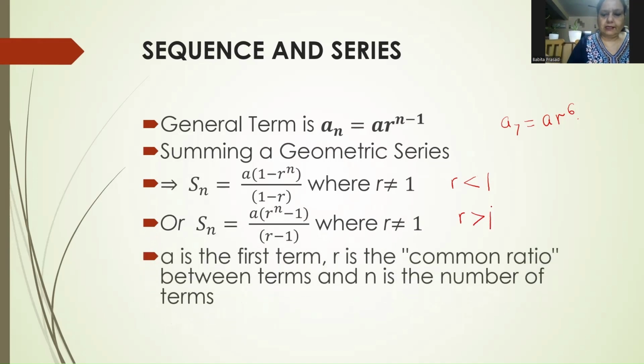Why do we use that? It's just that we express the answer in the standard form. We don't take the denominator to be negative. A is the first term, R is the common ratio between the terms, and n is the number of terms.